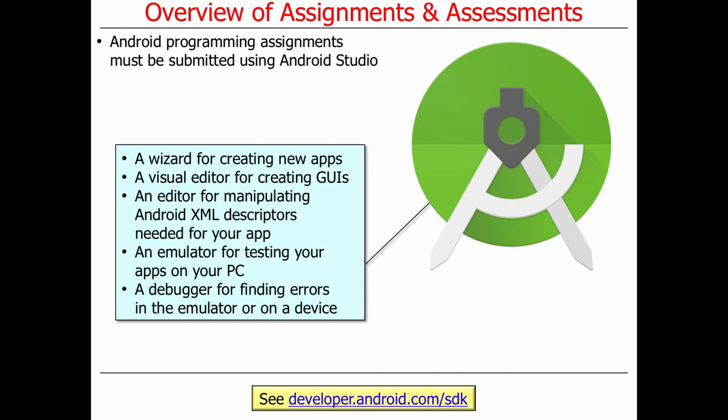There's debuggers. There's ways of being able to build the app portion, which you won't really have to use because we'll give that to you. There's an emulator for testing your apps on your PC. I will talk about the emulator because, quite frankly, the Android Studio emulator is a bit of a memory hog. So if you have a slow processor or not very much memory, you may struggle with Android Studio.